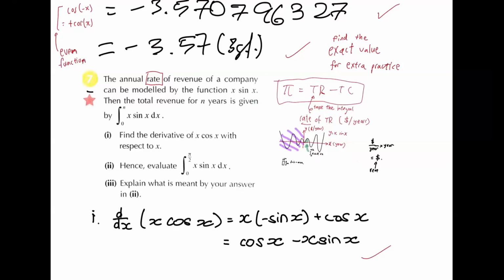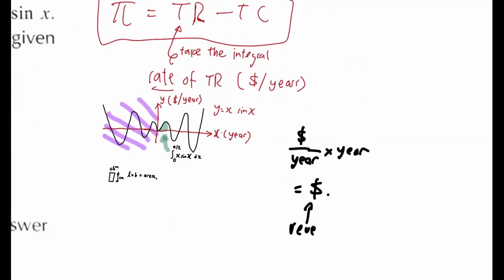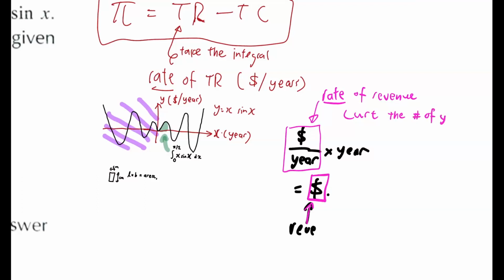Because this is quite important. After you multiply, you get the revenue. This guy over here is the rate of revenue with respect to the number of years, with respect to time in year units.